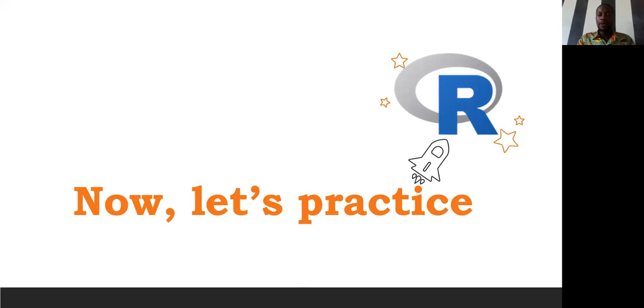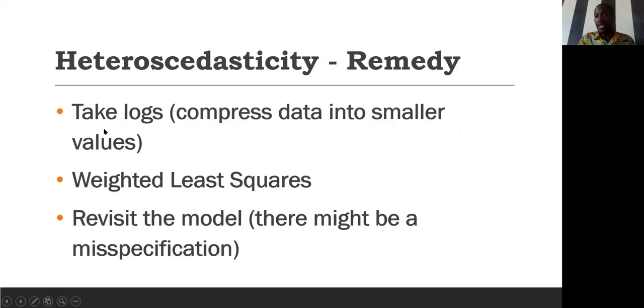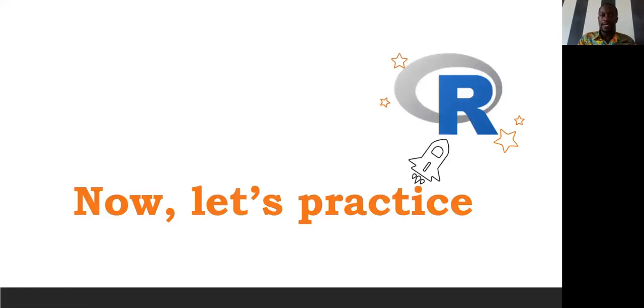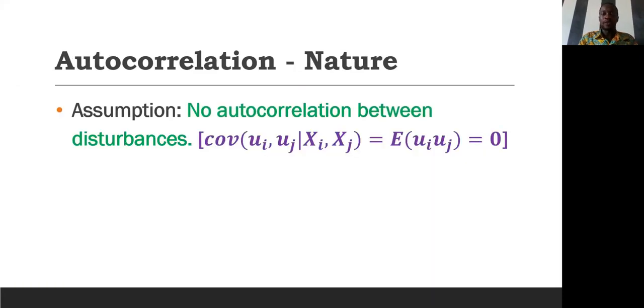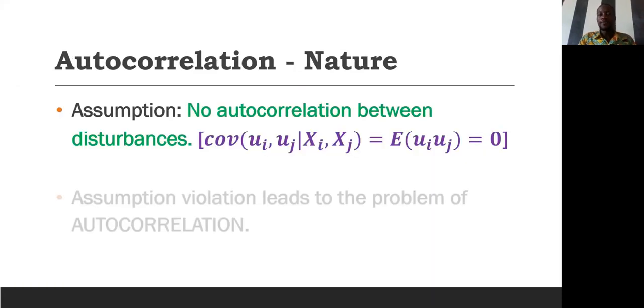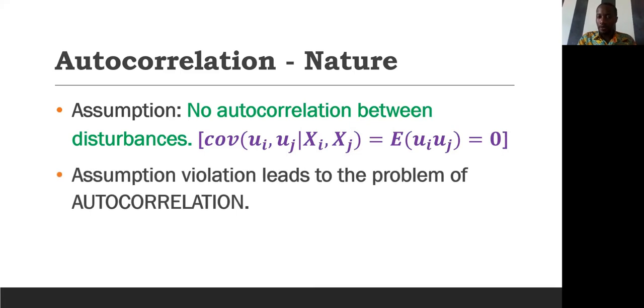So absolutely, when you take the logarithms to remedy this problem of heteroscedasticity, that means, yes, you are log transforming the data. So again, the assumptions were there. We're looking at some number of them. So we have one of the assumptions, where is it? Assumption 5: there is no autocorrelation between the error terms, all right? So no autocorrelation. If this assumption is violated, we have the problem of autocorrelation, all right?